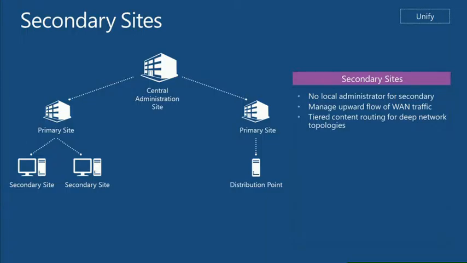And again, we're going to allow you to tier secondary sites. So if you have a deep network structure where you need to do any kind of content routing, you might have had a primary reporting to another primary reporting to a third primary, you could actually create a link between the two primaries to route traffic.